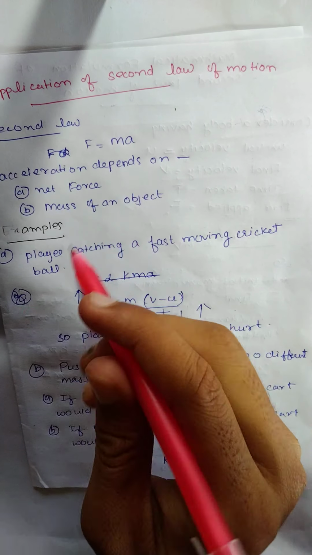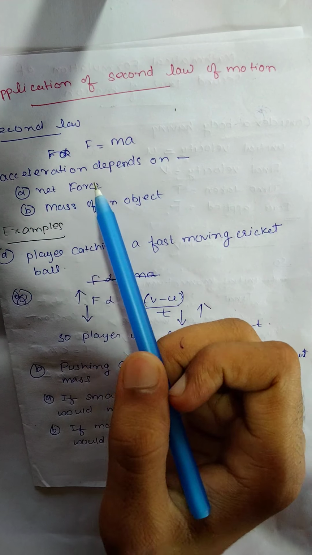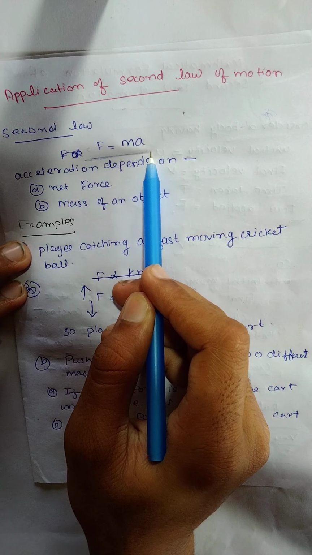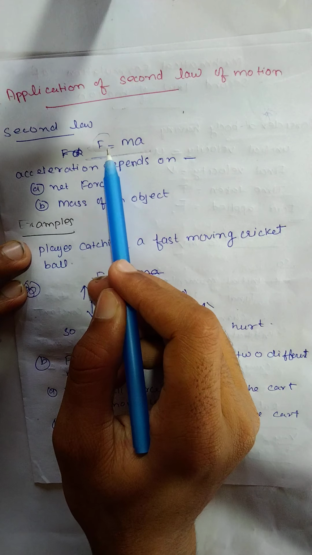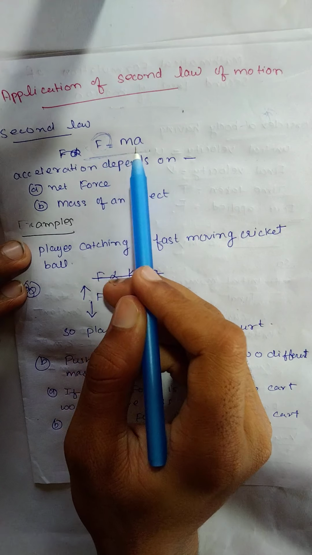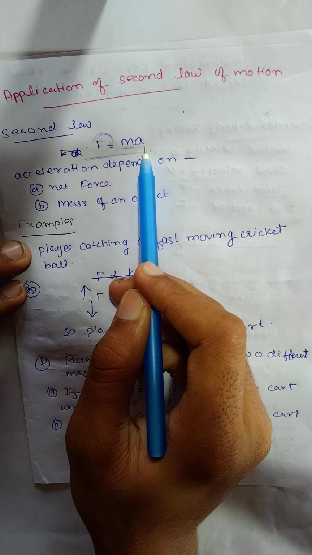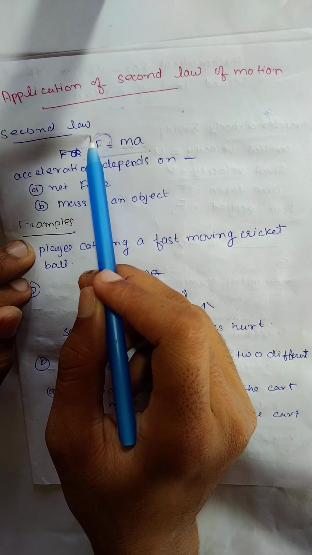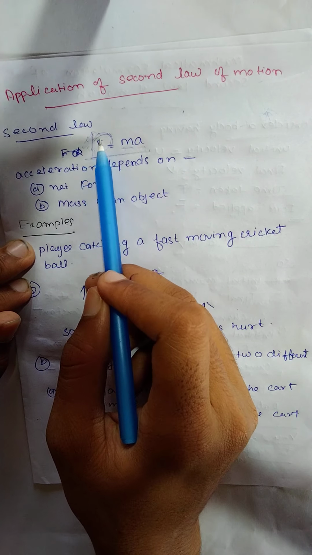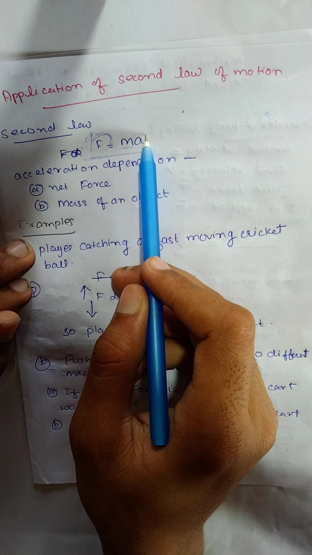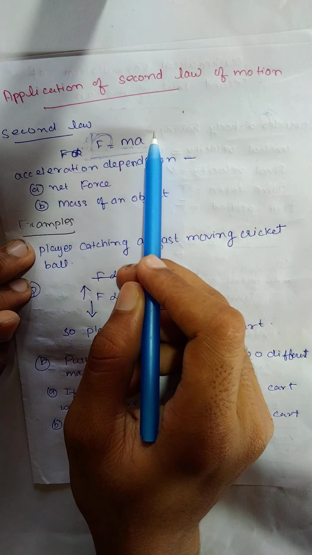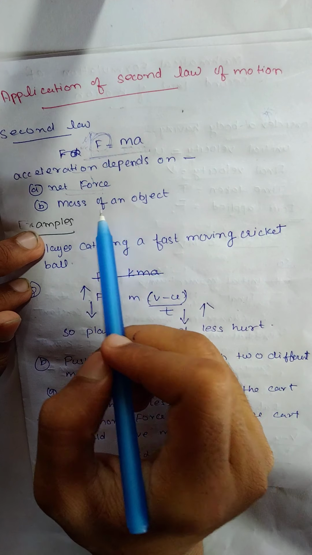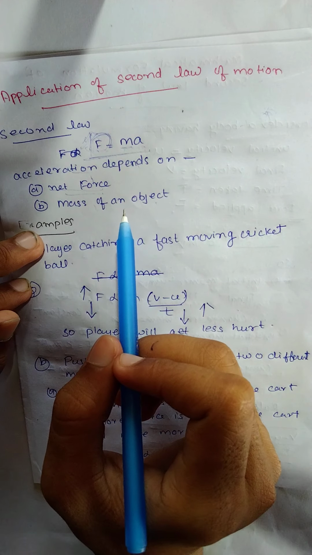At first, we know that the second law of motion says that force is equal to mass into acceleration. So the force applied to an object of mass m, and the acceleration depends on how much force. If a greater amount of force is applied, then acceleration will be more. So this acceleration depends on the net force, how much force we apply, and the mass of the object.